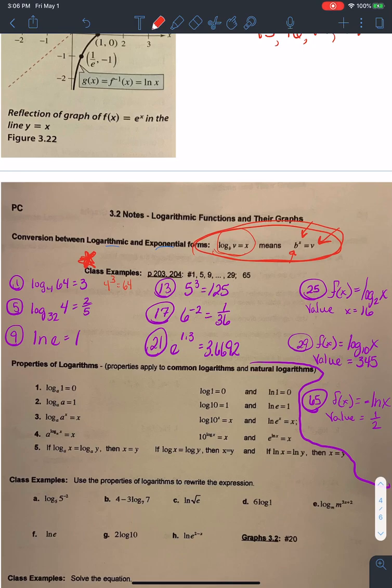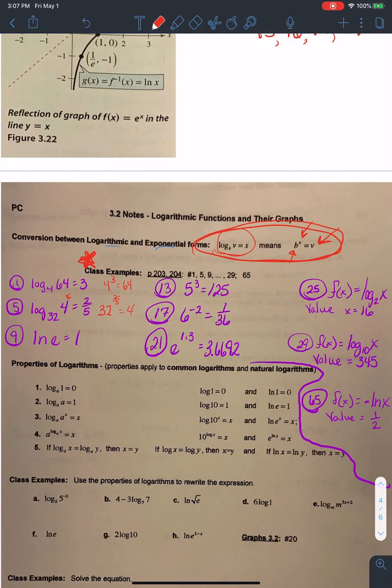Okay, looking at number 5, I would take my base number, which is the 32, raise it to the power of 2/5. And if you don't trust me, grab your graphing calculator and put in a 32 and use your caret, and then open a parenthesis and put 2 divided by 5 as your exponent and hit enter. Guess what you're going to get? This 4 that we thought we were going to get anyway.